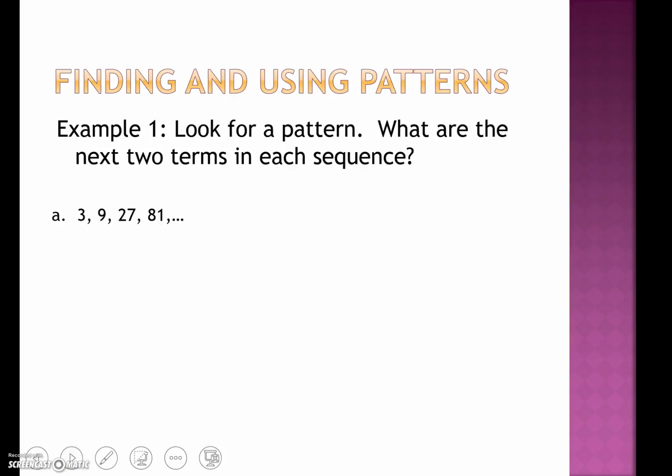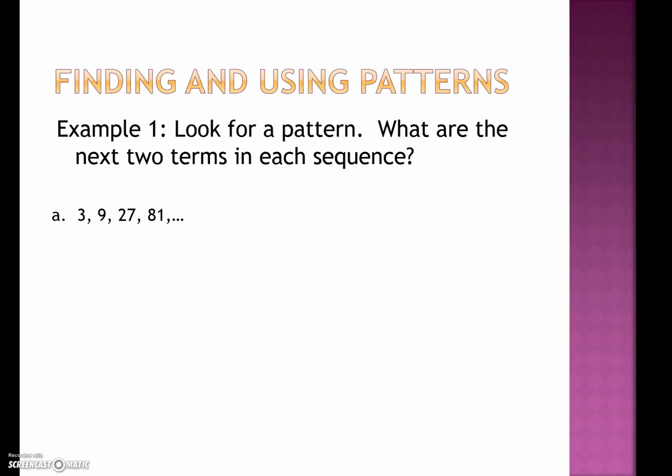We're going to look for a pattern, and we're going to try to find the next two numbers in that sequence. So our first one here is with numbers. I have 3, 9, 27, 81. Now, whenever I approach these problems, I always think to myself, well, I could either be adding something to everything or probably multiplying something by everything. Okay, so when I look at it, those are the two things I look for.